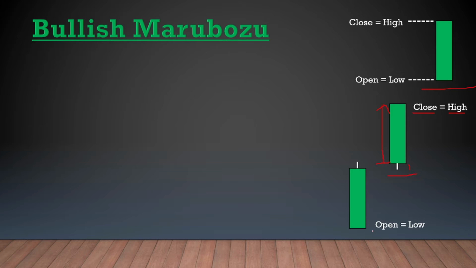Now let us understand another Marubozu candle, which is the open type Marubozu. Friends, here you can see it is a flat bottom, whereas on the top side you can see an upper shadow, right? A slight upper shadow.